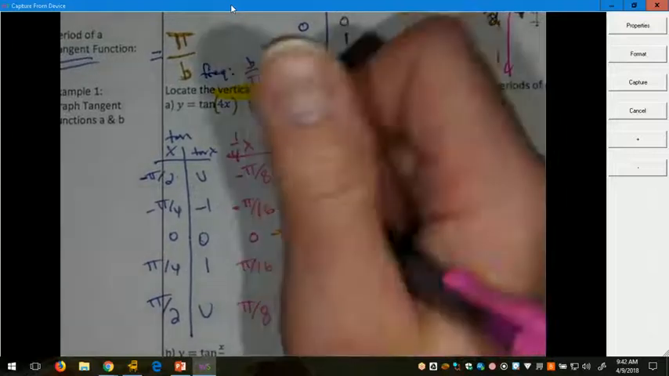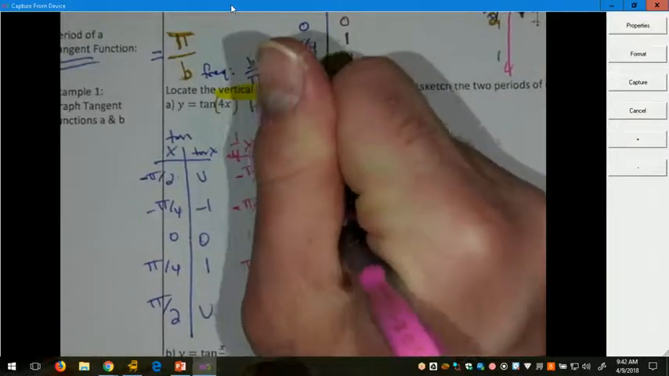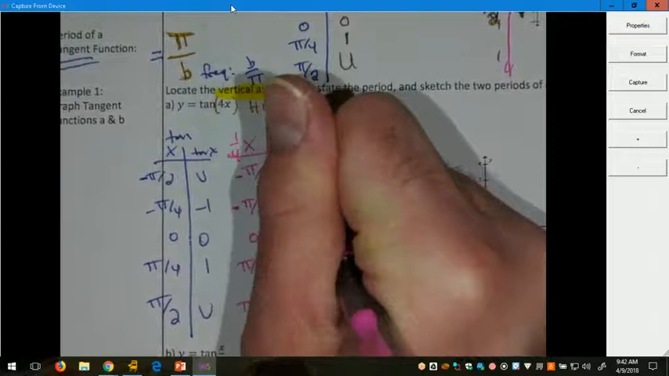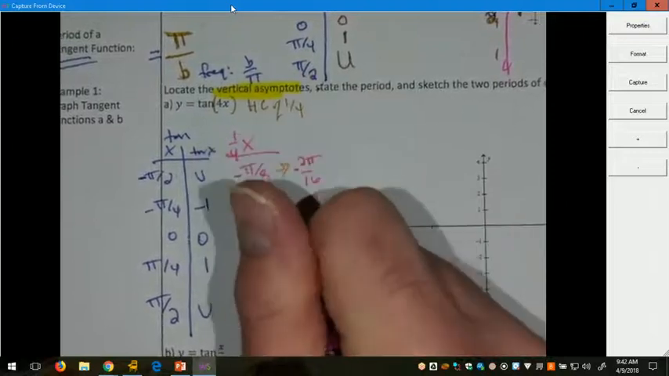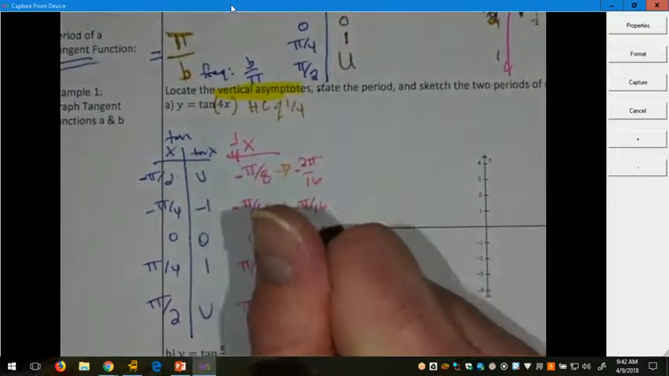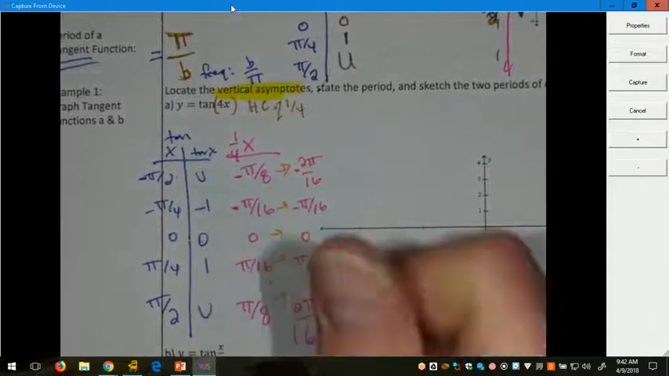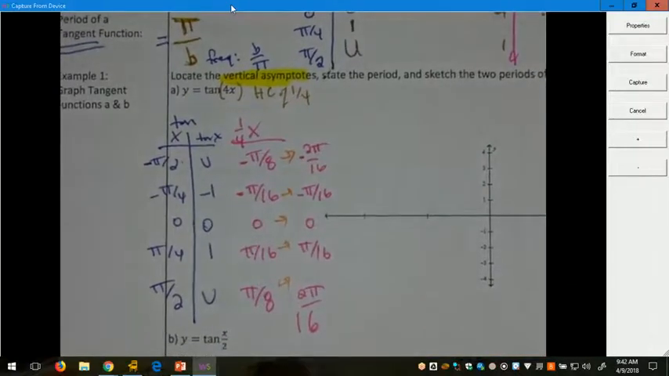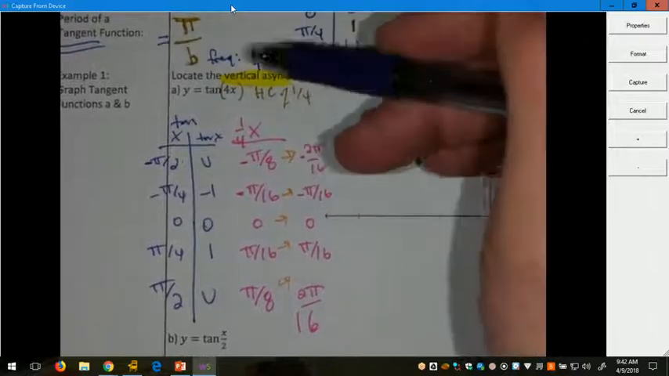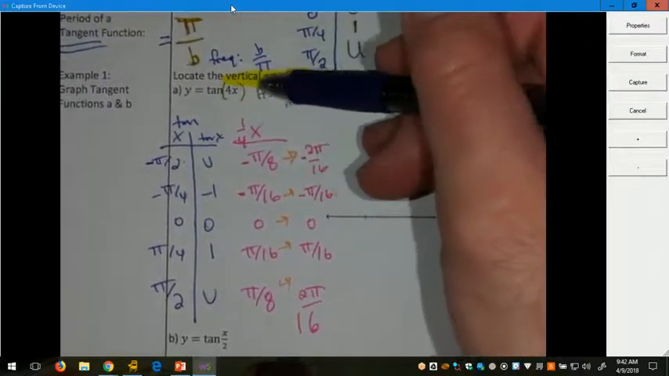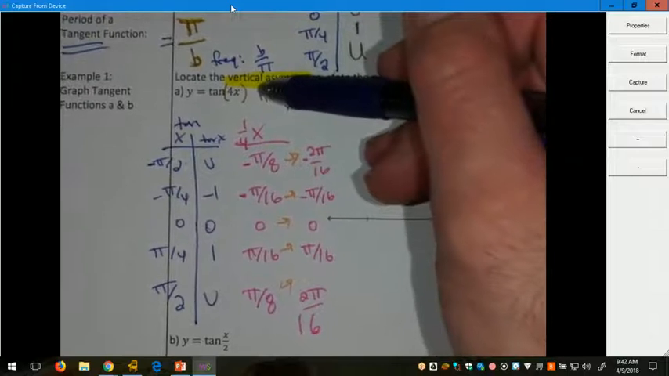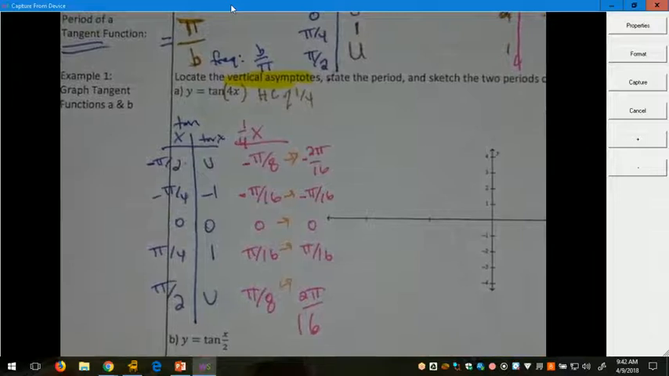That's going to make this negative 2 pi over 16, negative pi over 16, 0, pi over 16, 2 pi over 16. I can see they're evenly spaced still. I know I converted it correctly. Will the y-coordinate change based on the transformations done to this function? Nope. There's no vertical stretch or vertical shift up or down.